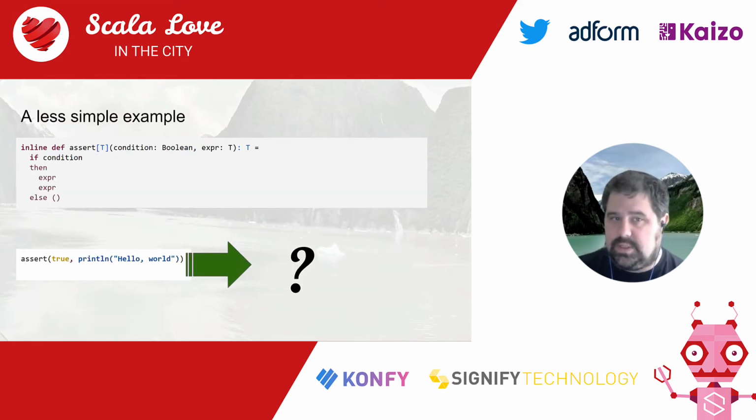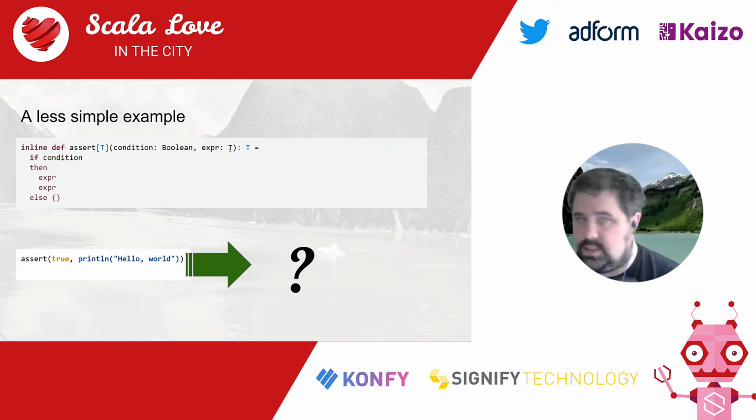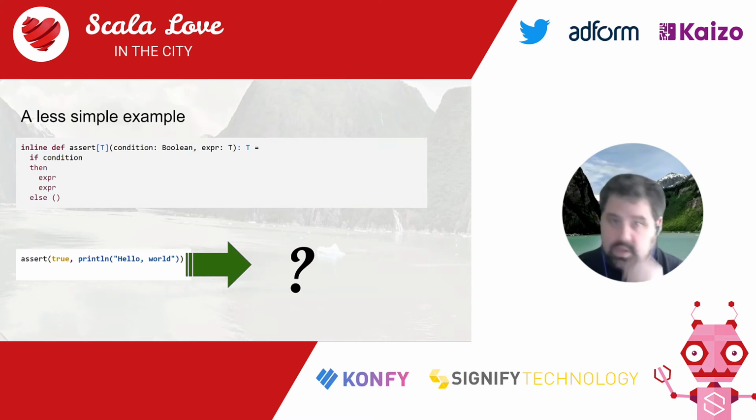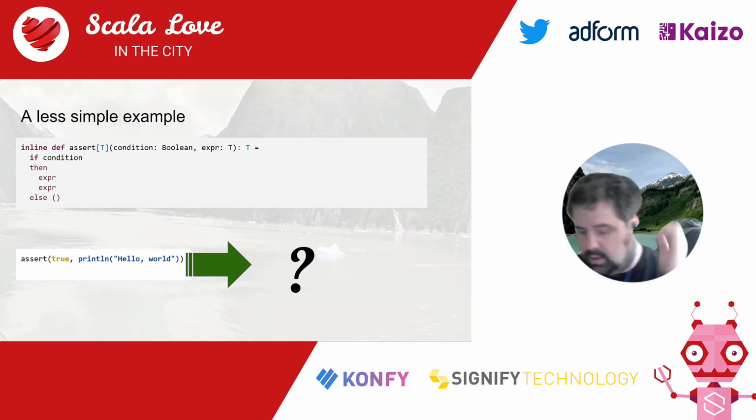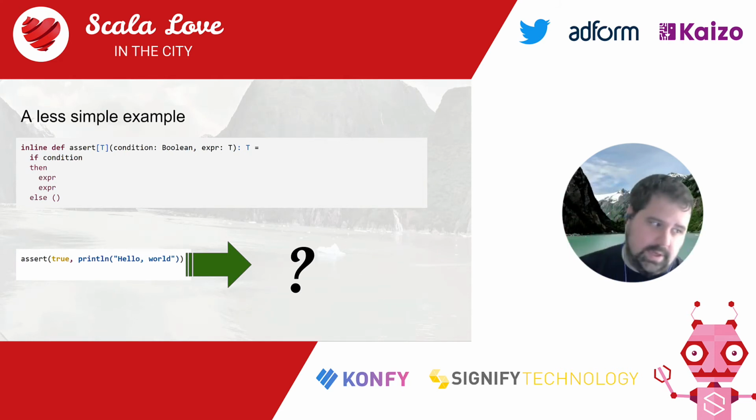A less simple example, right? If I have assert and an expression called t, and I want it to run twice. So I want to say, when you assert this condition, if it's true, I just want you to do the expression twice. I don't know why you would do this. This is just a simple example. But let's say assert true, then I want you to println hello world. How many times does hello world get printed?